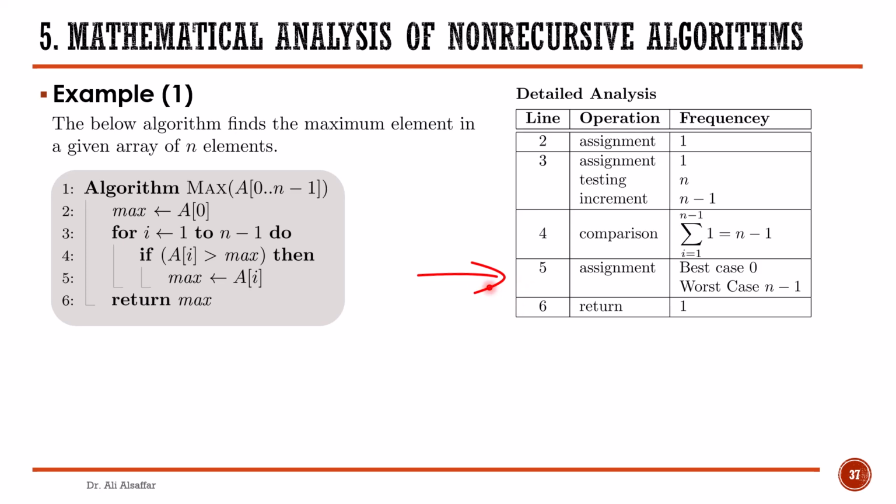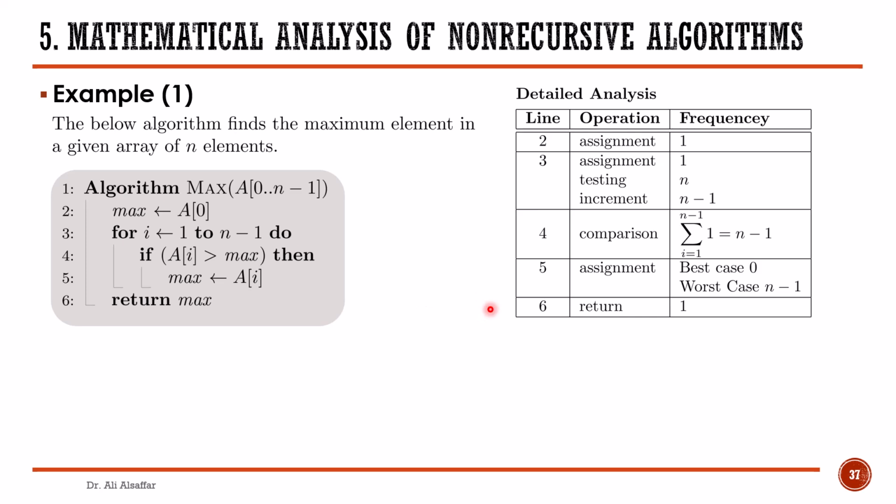In the best case, the assignment is never executed, that is 0 times, which occurs when the first element in the array is the largest. In this case, the condition is always false throughout the loop. On the other hand, for the worst case, the assignment executes n-1 times, once per iteration of the loop. This happens when the array is sorted in ascending order from smallest to largest, so the condition is always true. As for the return statement, it is executed exactly once at the end of the algorithm.